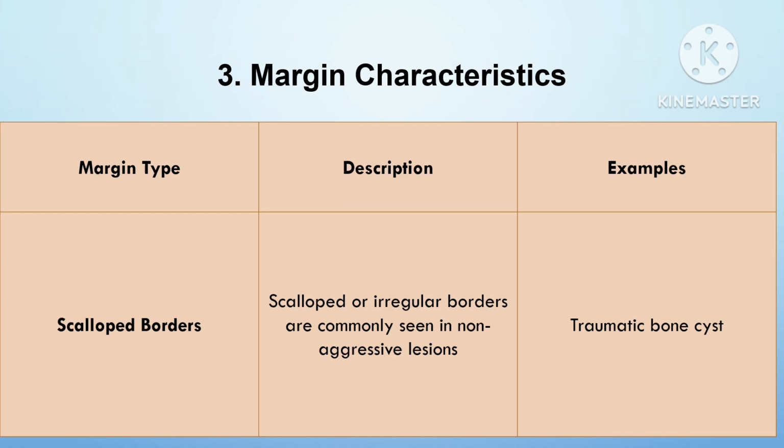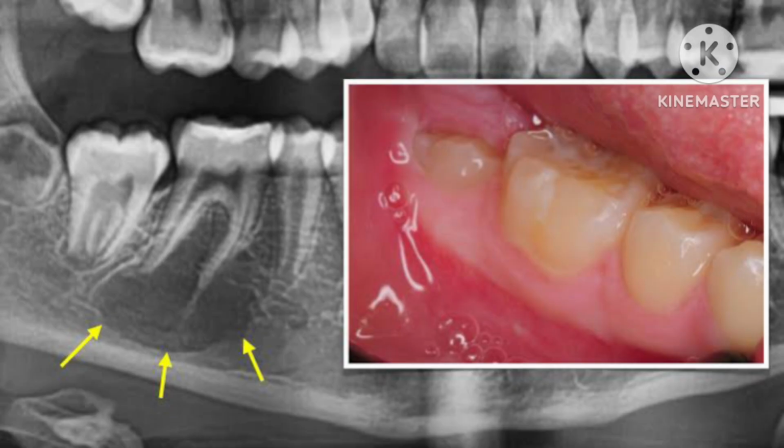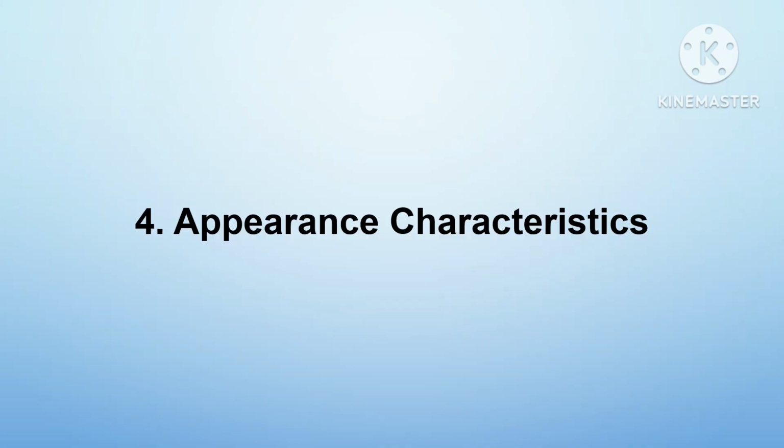Finally, the scalloped border. Lesions that exhibit scalloped or irregular borders are often associated with non-aggressive lesions. These borders may adapt to the shape of the adjacent anatomical structure rather than invade them. A classical example of this is a traumatic bone cyst, which is a benign, fluid-filled cavity in the jaw that does not typically show aggressive behavior.